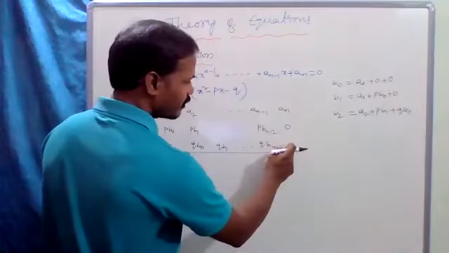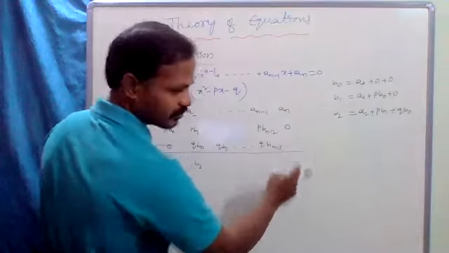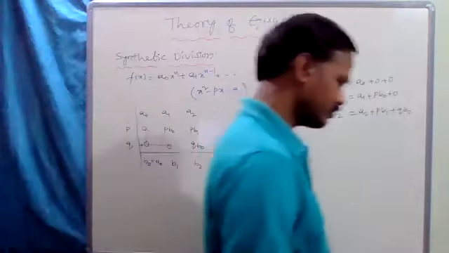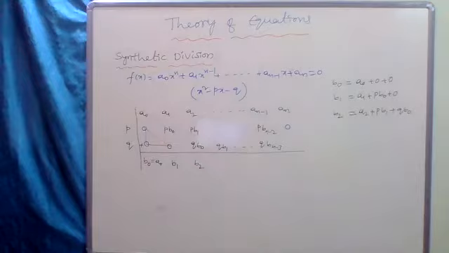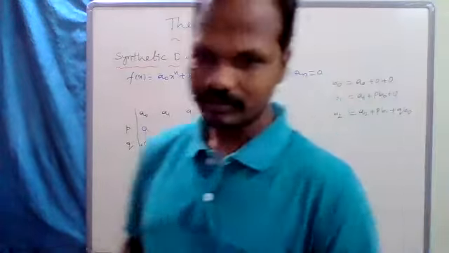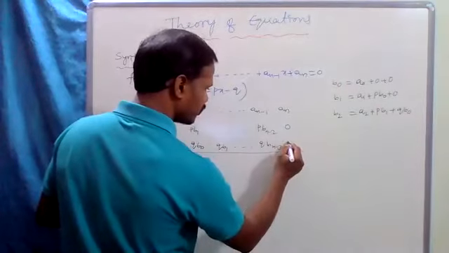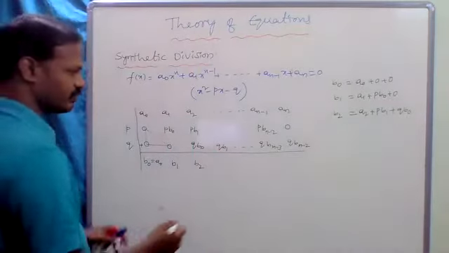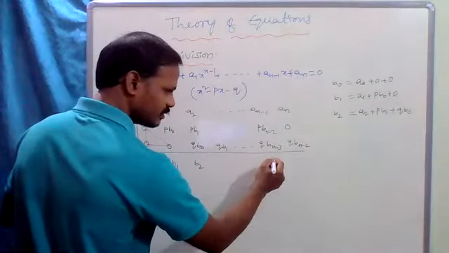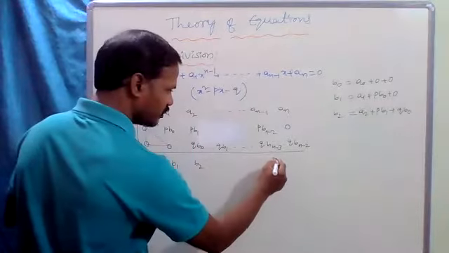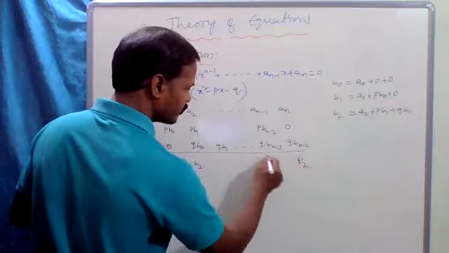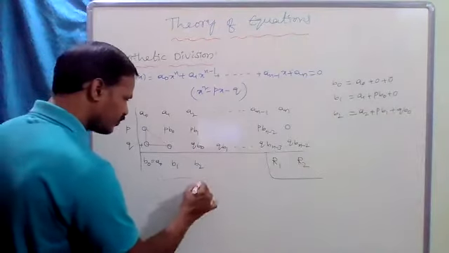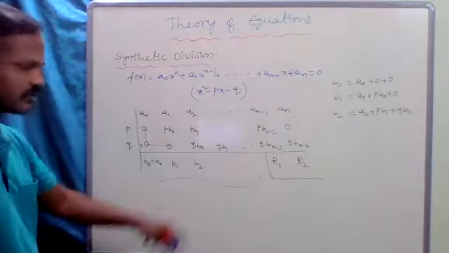Now here 0. What will you get here? It's the last two. Here q b n minus 2. Okay, fine. Now see, this is r1 and this is r2. Now what is the degree of this quotient?